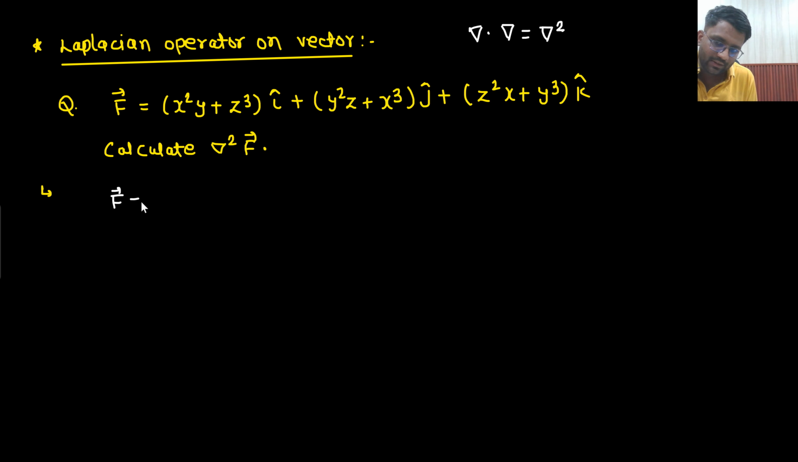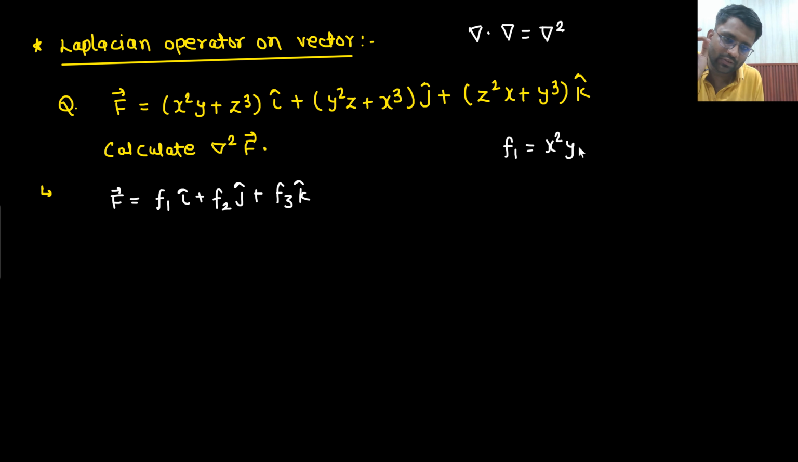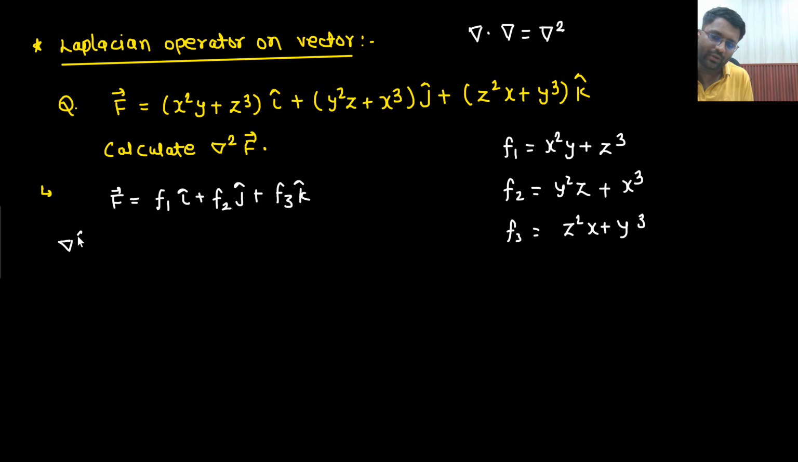This is your vector f, right? Can I write down vector f as f1 i cap plus f2 j cap plus f3 k cap? Although it is a function of x, y, z, I am just calling it f1, f2, f3. I hope you know what f1, f2, f3 are. F1 is x square y plus z cube. F2 is y square z plus x cube, and f3 is z square x plus y cube. What you are supposed to calculate? You are supposed to calculate del square f.